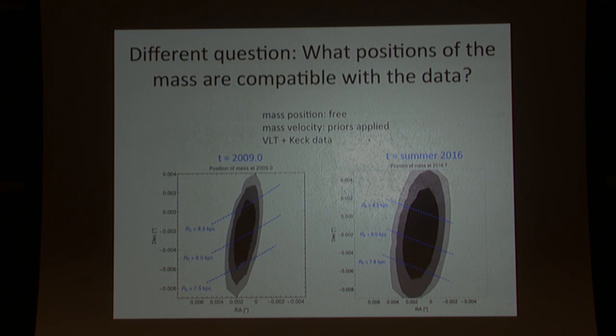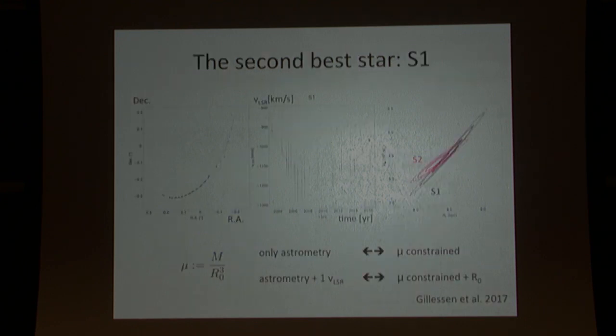So you've seen S2, and I would also like to introduce the second best star for us, which is S1. You can see here the astrometry and the radial velocity, and it's maybe interesting to think a bit about it. You can see the constraint from S1 there. It's an extremely narrow ellipse, which essentially goes along a third order parabola. And if you think about it, if you only have astrometry, you only constrain a quantity which is M over distance cubed. So this parameter mu.